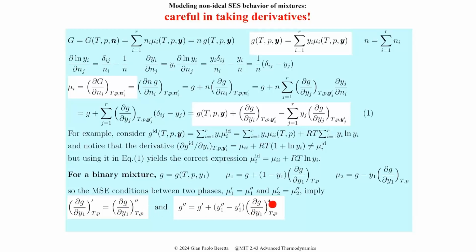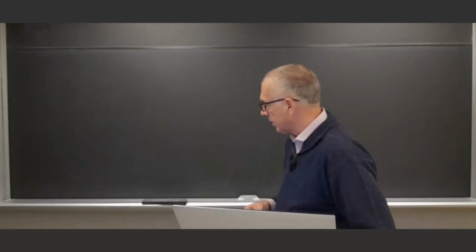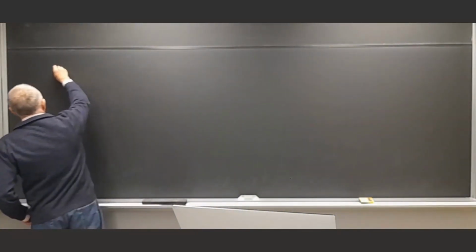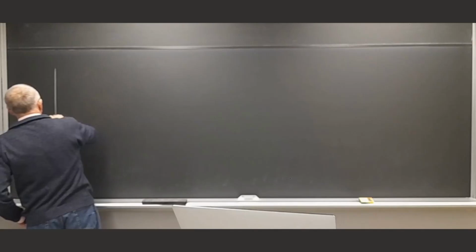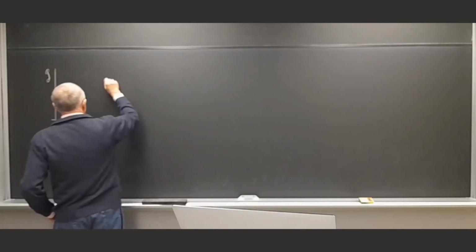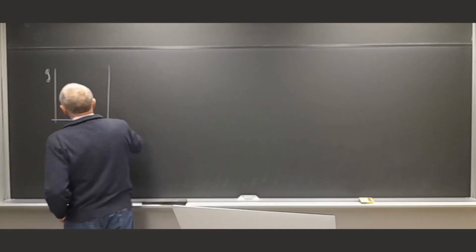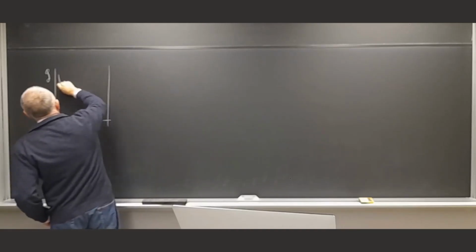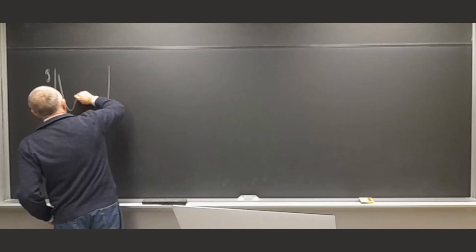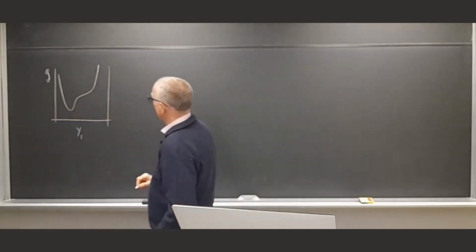And plus, it represents a slope in a geometrical construction that looks like this. So if I plot g with respect to mole fraction y, sometimes we will get plots like this.